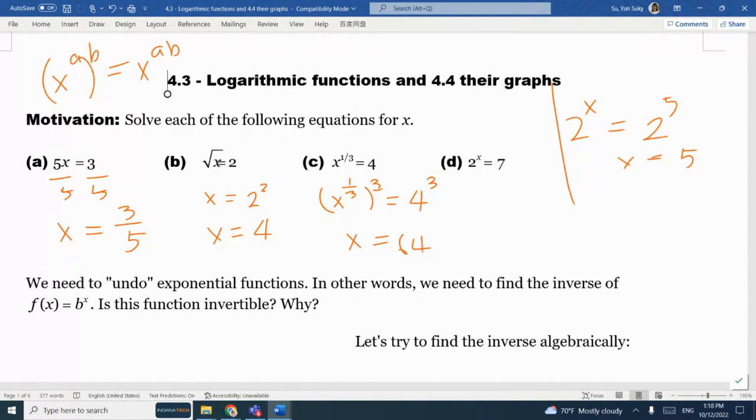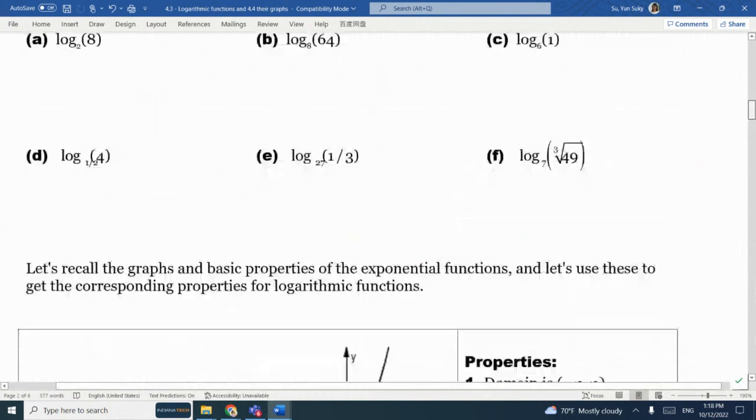Therefore, we need to undo the exponential function. In other words, we want to find the inverse of the exponential function. And that is the logarithmic function. Okay? So to solve x will be the logarithmic function. And the base is 2, of 7. So this is the answer. But let's look at our definition of the log function.